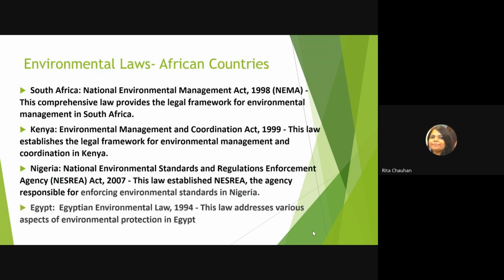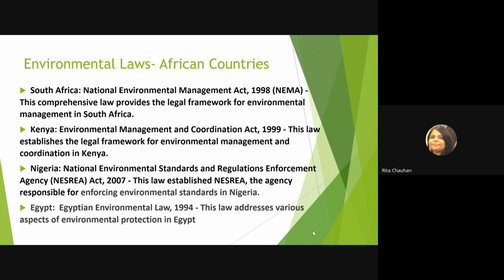Let us look into what the environmental laws are in African countries. In Africa, we have 54 countries. Let us look into some of the main examples. For example, in South Africa, we have the National Environmental Management Act of 1998, which provides the legal framework of environmental management in South Africa. Then in Kenya, we have the Environmental Management and Coordination Act of 1999. This again provides a legal framework for environmental management in Kenya. Then in Nigeria, we have the National Environmental Standards and Regulations Enforcement Agency. This agency has the prime responsibility to enforce all the environmental standards in Nigeria.